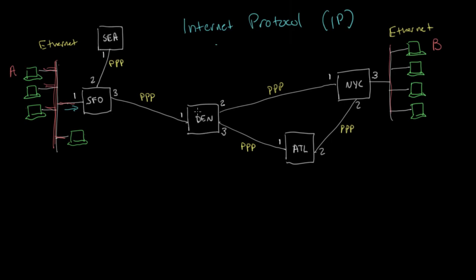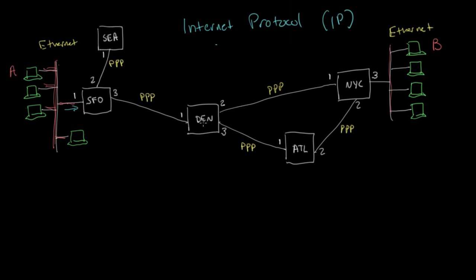And then the Denver router will do the same thing. It'll look at the packet inside the PPP frame, look at the destination IP address, and decide which of these interfaces it's going to forward it out of. So that's what routers do. They receive packets on each of their interfaces and make a decision about which other interface to forward them out of. And so that's the process of forwarding.